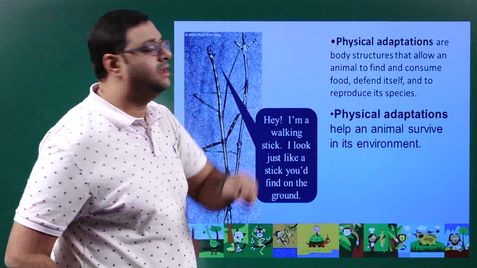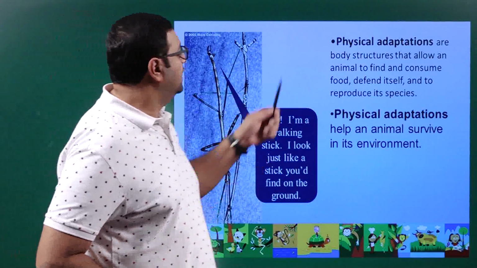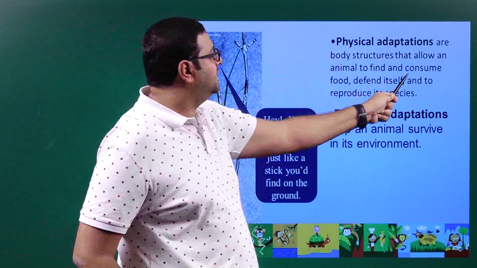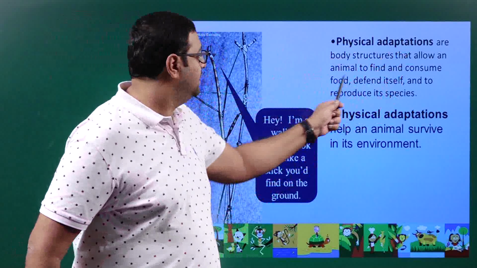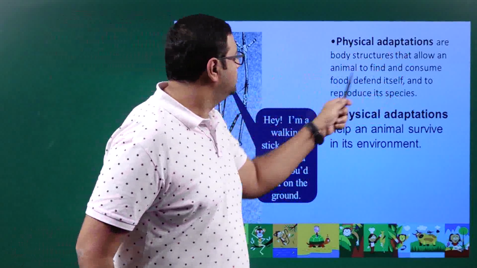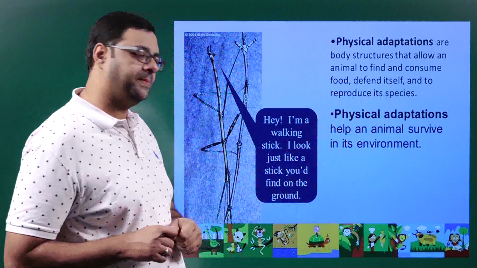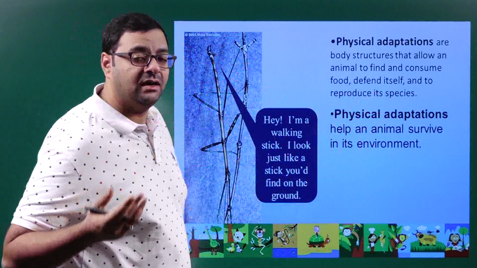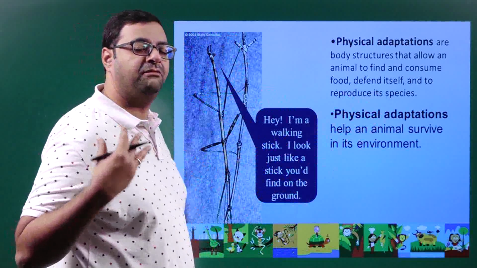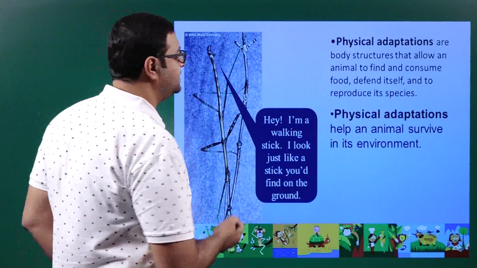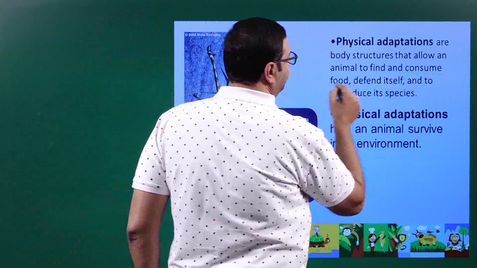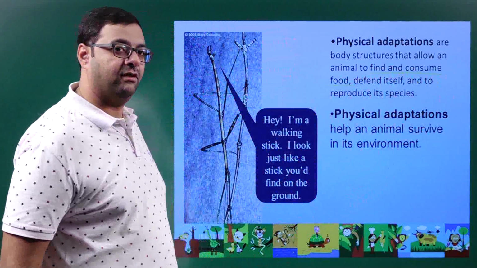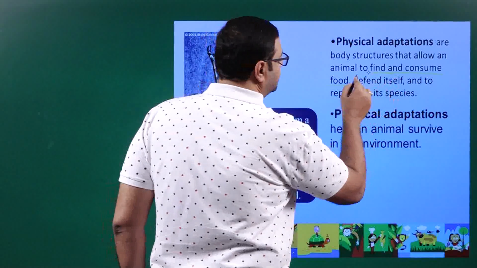What is a physical adaptation? Physical adaptations are body structures that allow an animal to find and consume food, defend itself, and to reproduce its species. So the first thing physical adaptations are shown by animals for is to find and consume food. That is the first thing the adaptations are made for. Second thing is to defend itself.